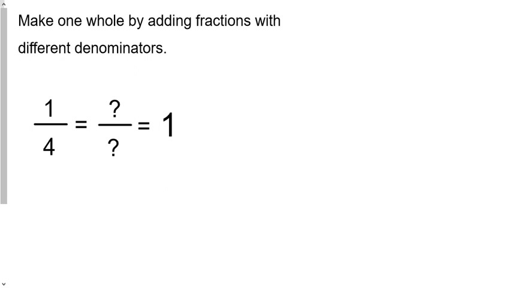Questions are asking you to make one whole by adding fractions of different denominators. For example, as you can see, 1/4 plus something equals 1. We can choose any of the 3 methods, but we first need to work out what we need to add. We can add 3/4 to 1/4 to get 1 whole, but we need the denominator to be different. So what is the equivalent to 3/4?